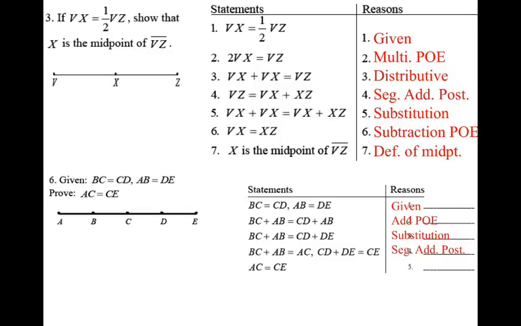Step 4 is your segment addition postulate, part plus part equals whole. And then to get step 5, well, if you go back to this step, you have BC plus AB. Well, I know from this step, BC plus AB is really equal to AC. So I can replace that with AC. And then over here I have CD plus DE. Well, I just said CD plus DE is equal to CE. So I can replace this with CE. So that gives me the equation AC equals CE. So that is substitution.